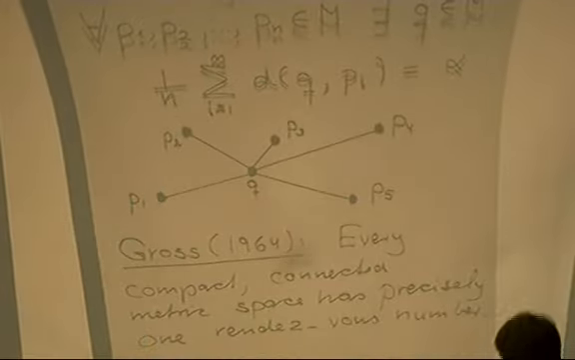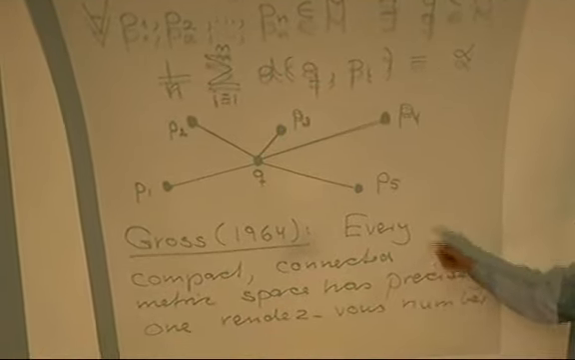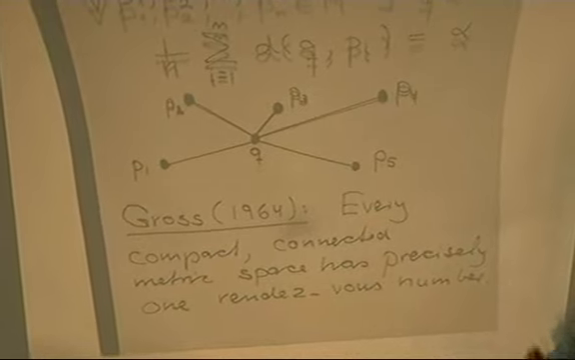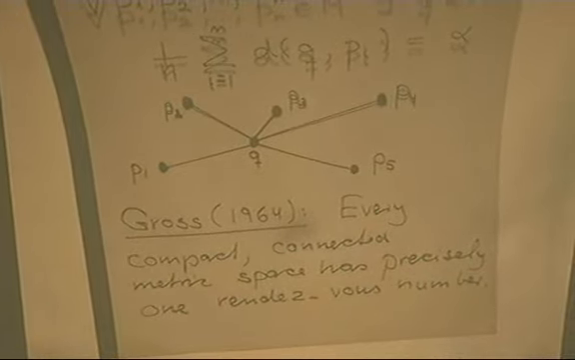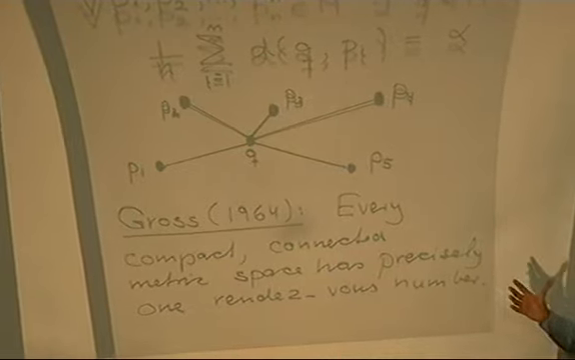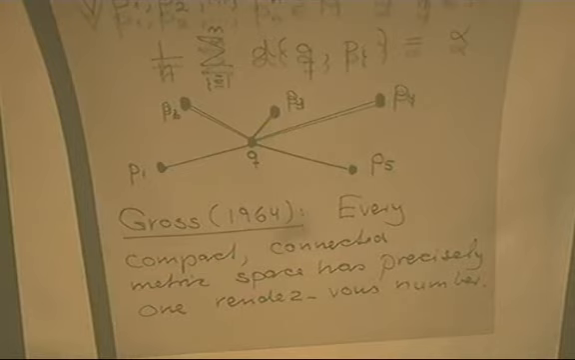Here is a beautiful theorem of Gross, namely that if you take a compact and connected metric space, it has precisely one rendezvous number. So this campus, provided it's connected, and I believe it is, well, I don't know if there are branches at other places, but suppose it is connected, then this campus has precisely one rendezvous number. But I don't know what it is.